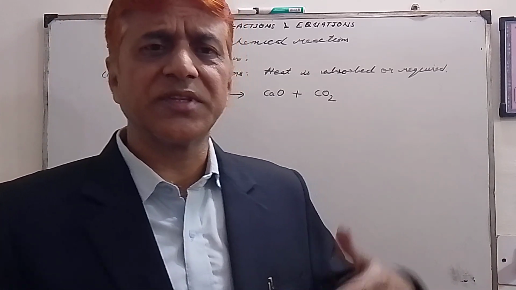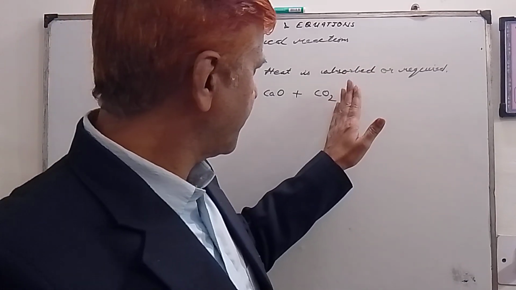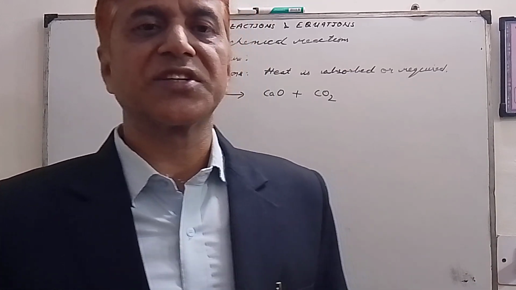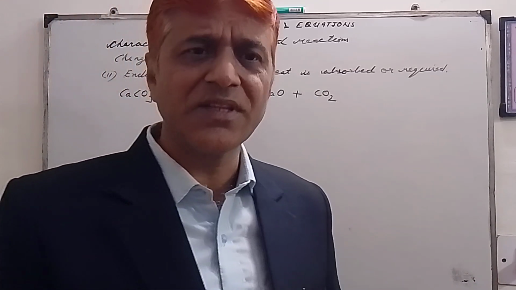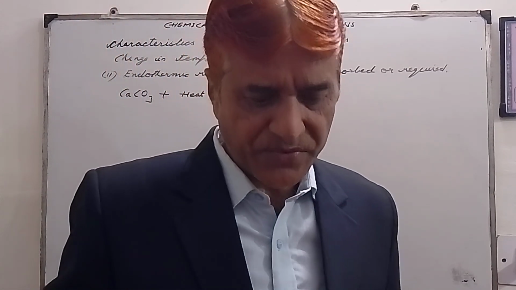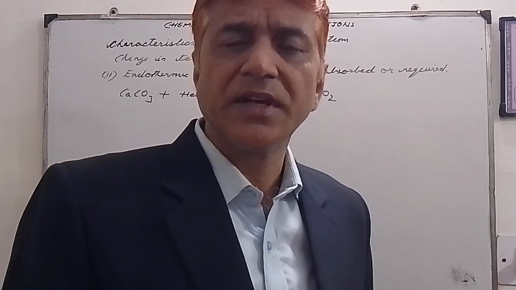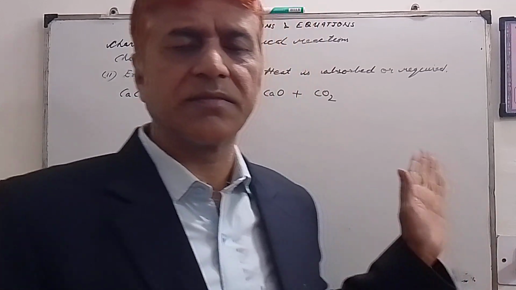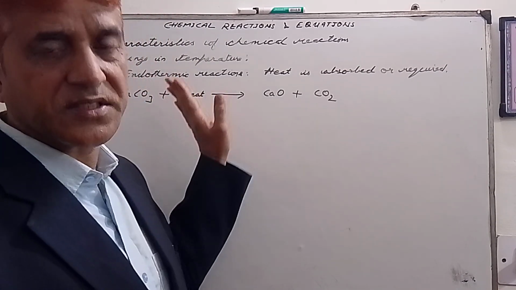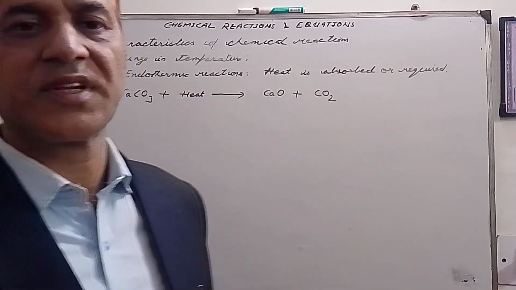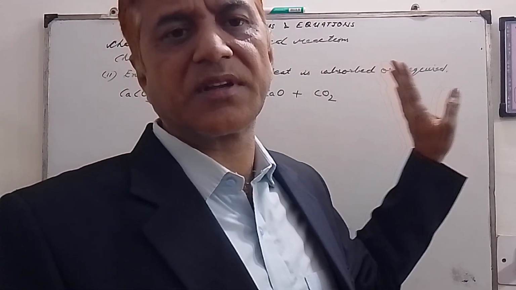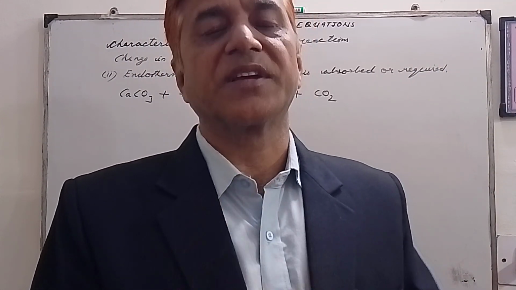And I had told you also that if heat is written on the product side, then that reaction is exothermic. So it is very easy to identify whether a given reaction is endothermic or exothermic. Just see the heat. Where is heat? Heat is in the reactant side or in the product side. If heat is in the reactant side, then the given reaction is an endothermic reaction.